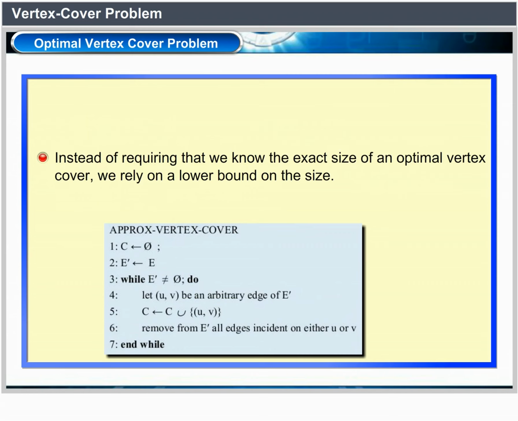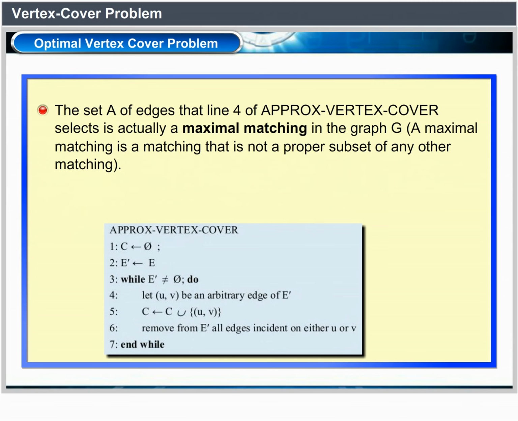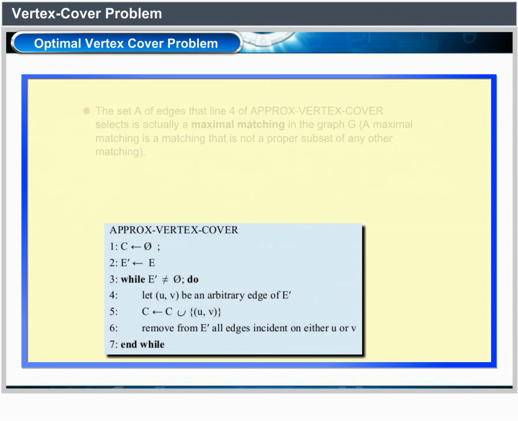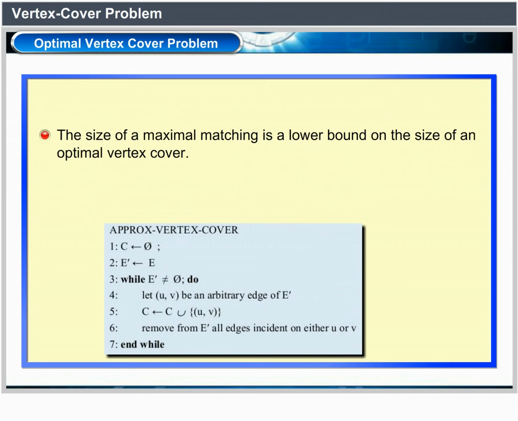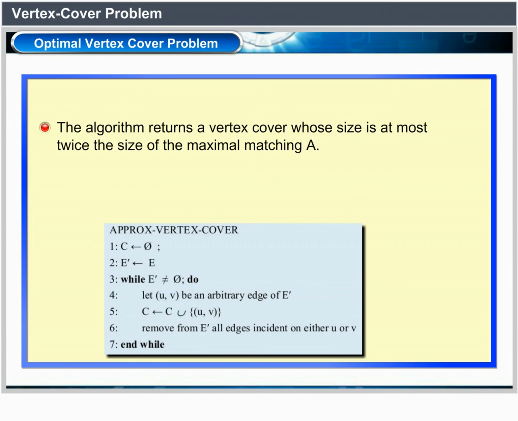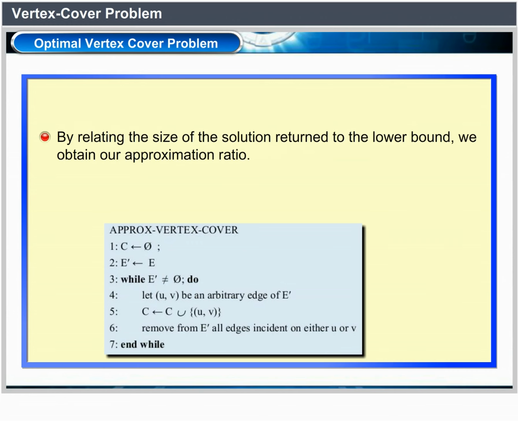The set A of edges that line 4 of APPROX-VERTEX-COVER selects is actually a maximal matching in the graph G. A maximal matching is a matching that is not a proper subset of any other matching. The size of a maximal matching is a lower bound on the size of an optimal vertex cover. The algorithm returns a vertex cover whose size is at most twice the size of the maximal matching A. By relating the size of the solution returned to the lower bound, we obtain our approximation ratio.